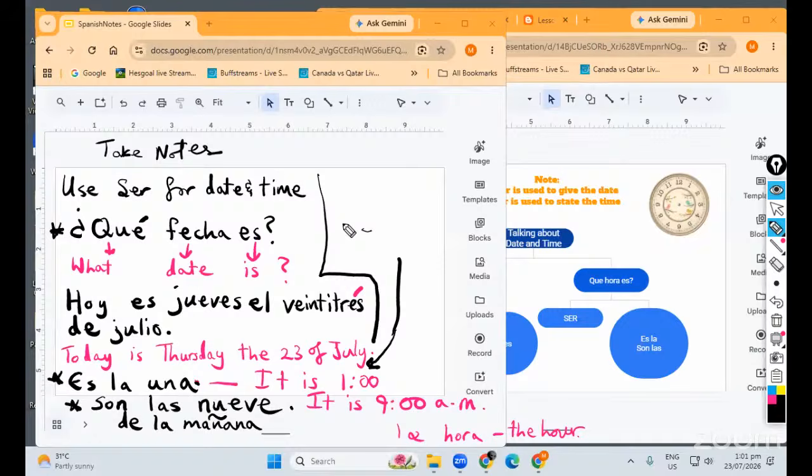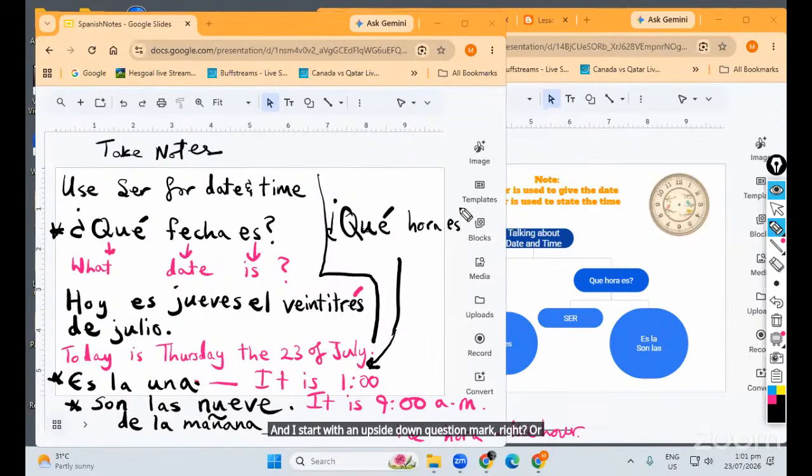All right, I'll go up here. ¿Qué? And I start with an upside down question mark, right? Hora es. Right? What literally hour is. I guess, is it? Is it, right? Because we did say is could mean it is. So what hour is it?